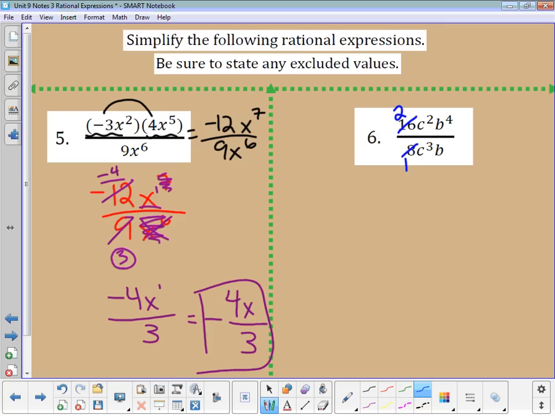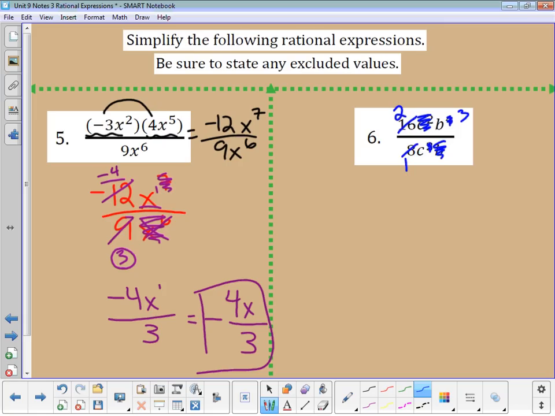Then c squared over c to the 3rd. I have 2 on top, 3 on the bottom. This whole term is going to go away, and that's going to leave me with 1c on the bottom. And then the b's, I have b to the 4th over b. I can get rid of this one, and that's going to leave me with 3 on top. So let's take a look at what I have left.